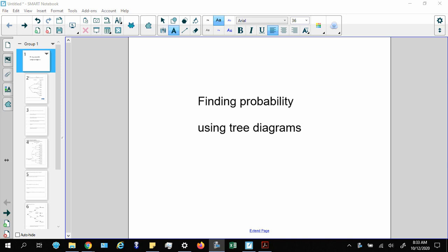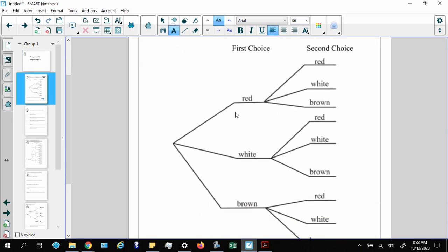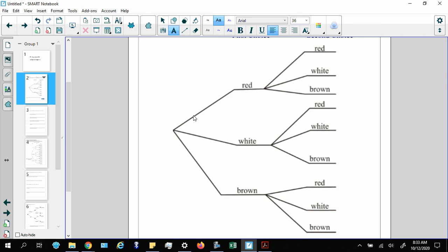Okay, in this video, we're going to be talking about finding probability using tree diagrams. So let's go and get started. Now, here's an example of a tree diagram. All right. So what we have here is a tree diagram where it's been cut up into many different pieces.